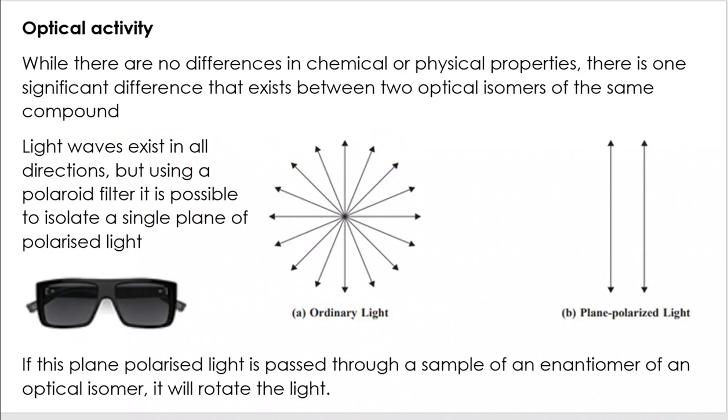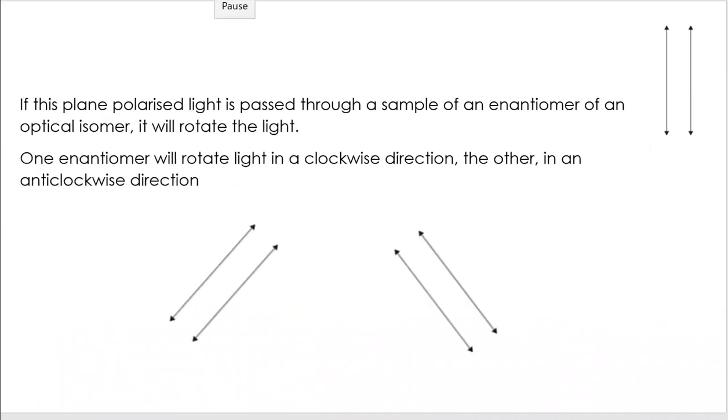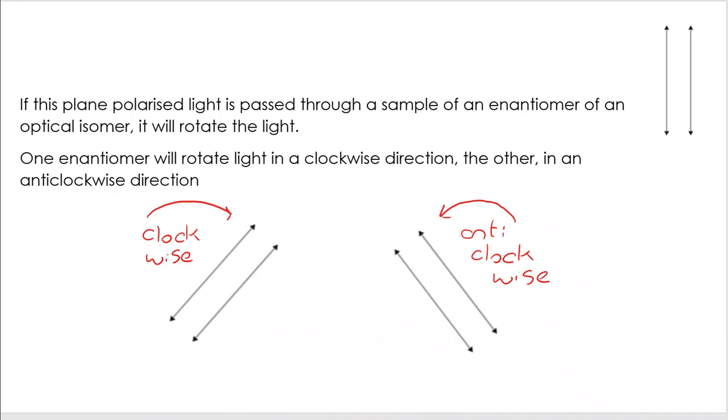One optical isomer will rotate plane polarized light in one direction and one will rotate it in another. So if I polarize light, so I only have it in a single plane, as we can see here, one isomer will rotate it, as I've said, in one direction and one will rotate it in the other. And we would say that one will rotate clockwise and one will rotate anti-clockwise.